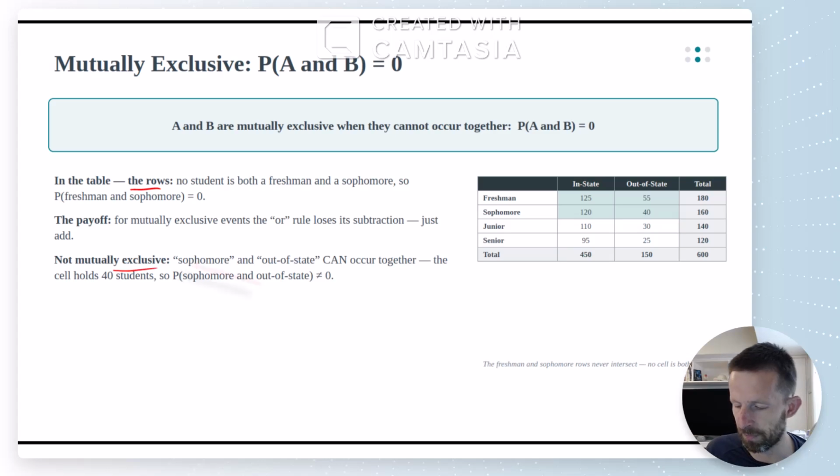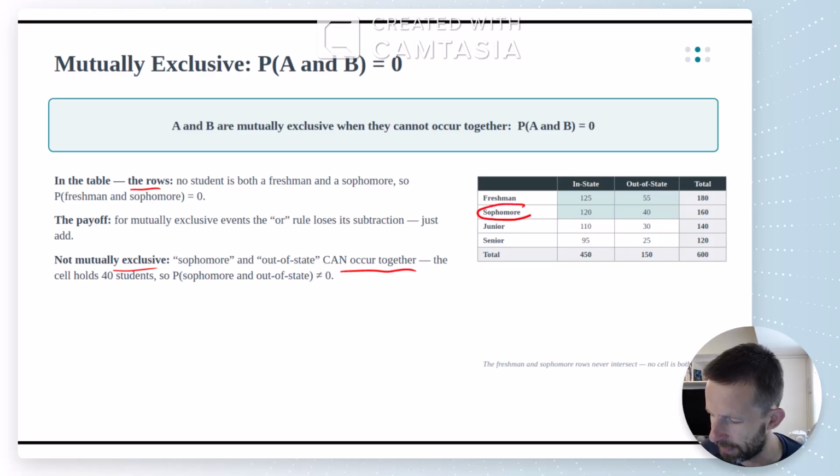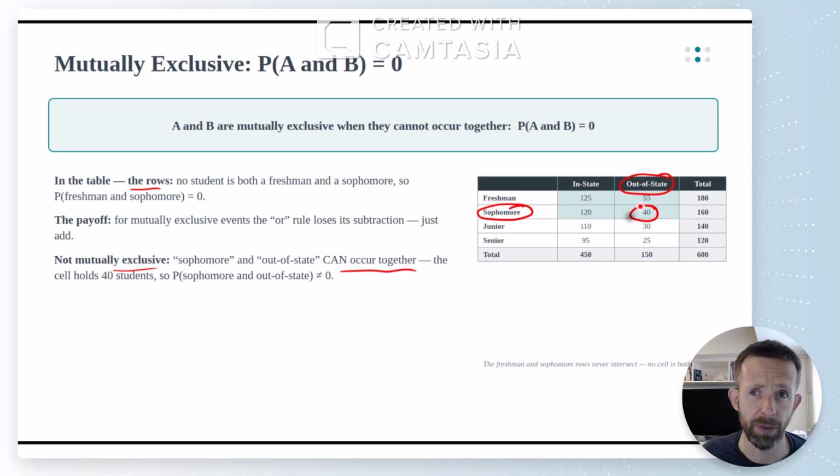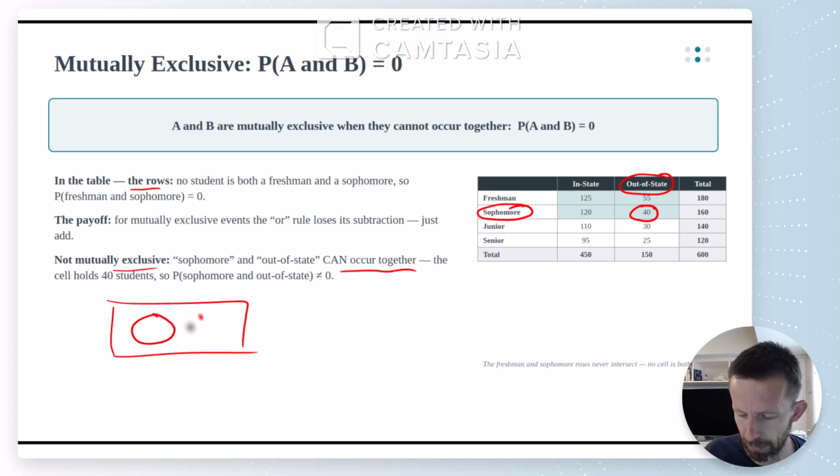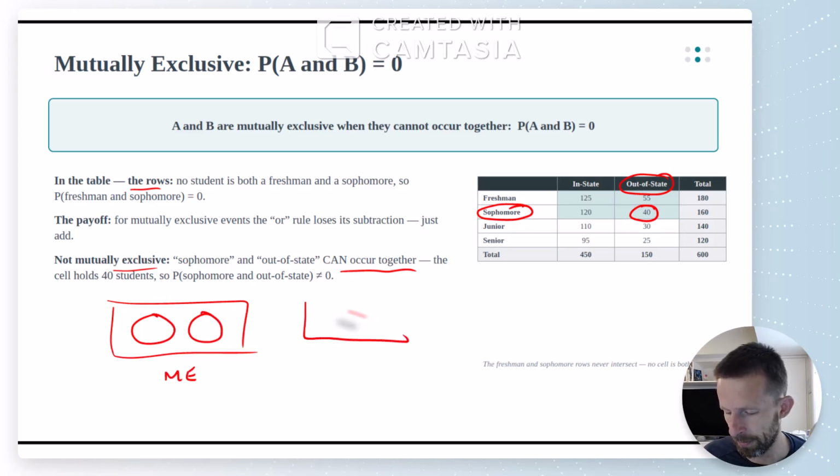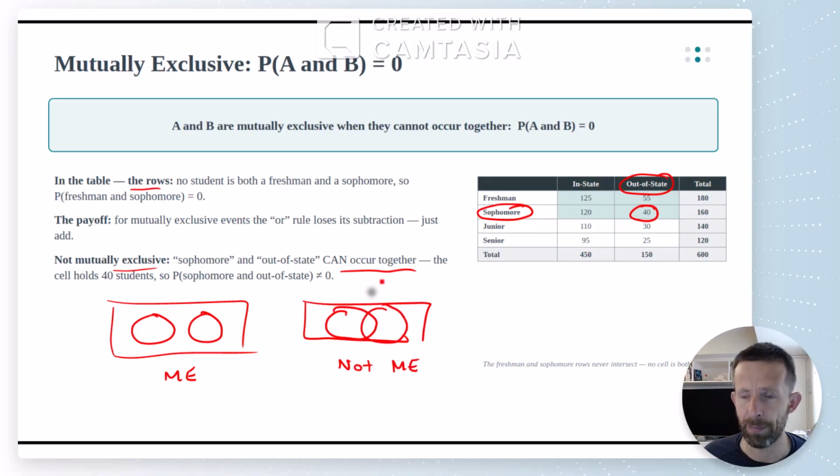Not mutually exclusive, for example, sophomore and out of state can occur together because someone can be a sophomore and out of state. So if there is an intersection between the two, then they are not mutually exclusive. We talked about mutually exclusive: there's no overlap in the Venn diagram. Whereas this would be not mutually exclusive. If there's an overlap between two things, as there is here between out of state and sophomores, then they are not mutually exclusive.